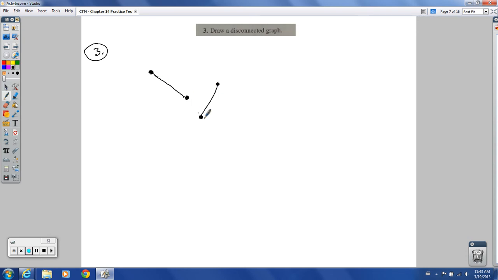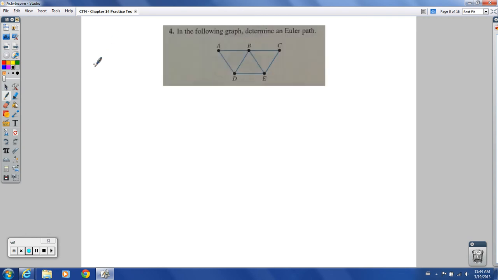There's no path to follow. In the book, you'll see another example there if you want to check that out. Hopefully that should be pretty easy to do. Number 4, following graph, determine an Euler path.